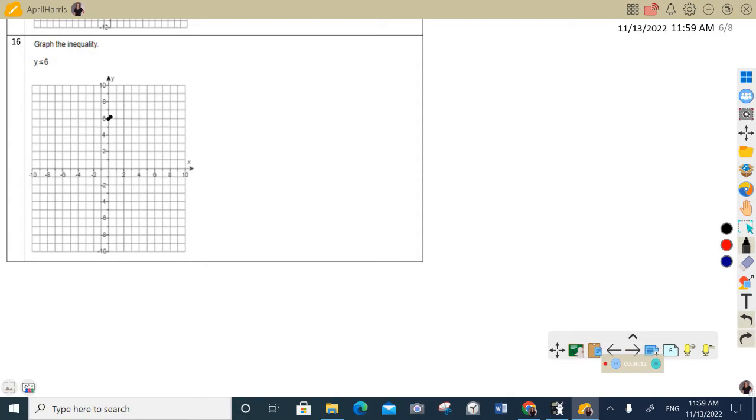It's being very sensitive today. There we go. Solid line, and then it's less than, less is below, so you would shade below.